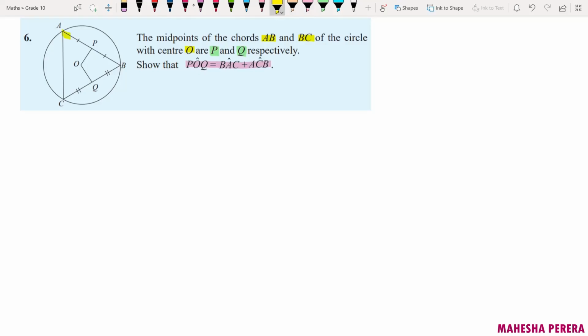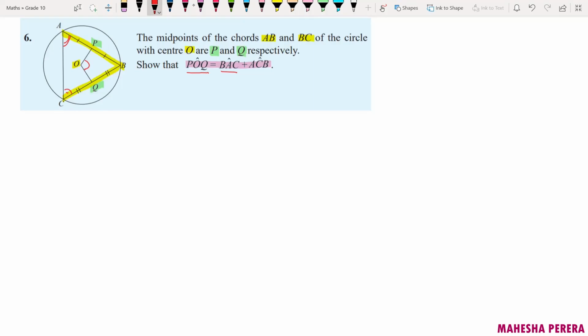Now this is our chord AB and this is our chord BC. Here is our center, and these are the midpoints P and Q. Now where is this angle POQ? It's here. Then the other two angles, BAC here and ACB, this one. So how do we prove this now?